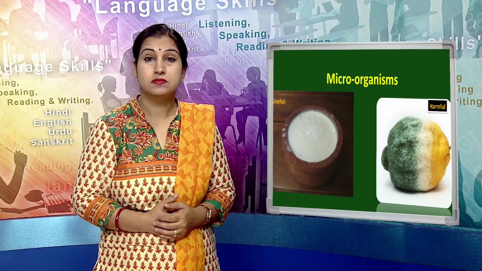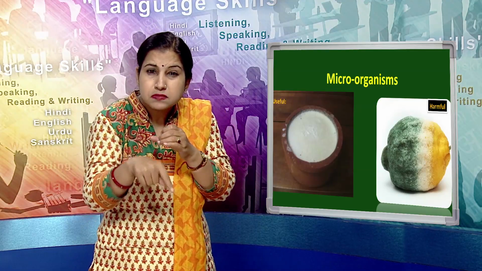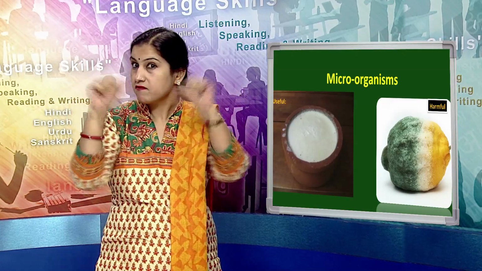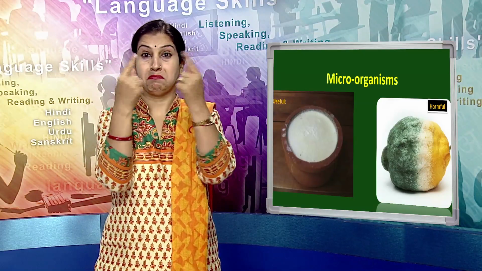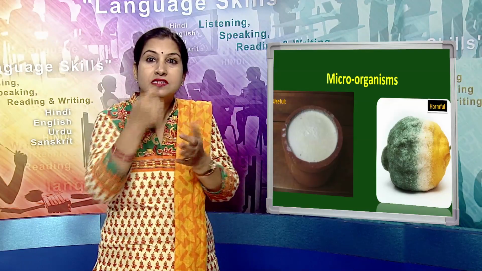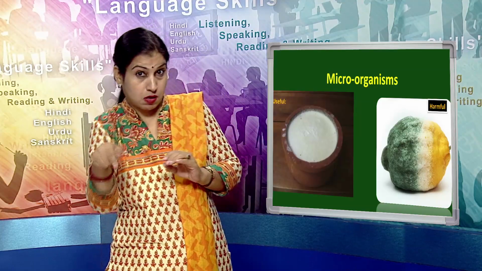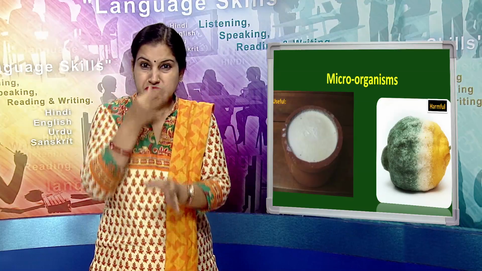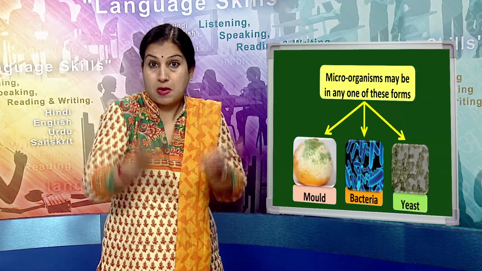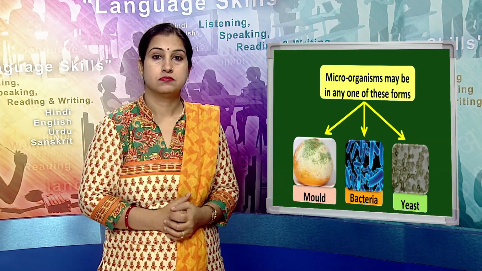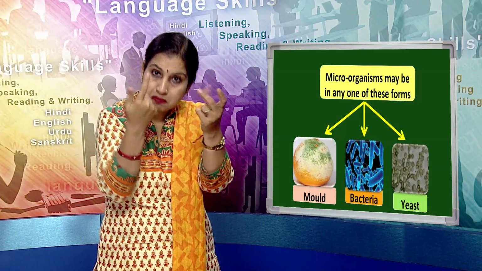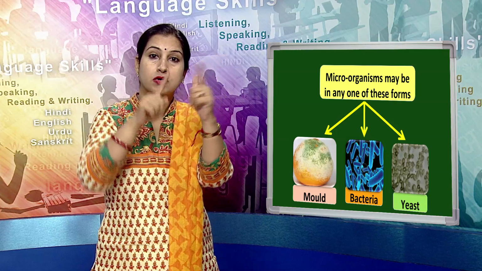Microorganisms. They are tiny living creatures which are present everywhere all the time and cannot be seen with naked eyes. Some microorganisms are useful. Example, curd making microorganism. Some other microorganisms are harmful, which spoil the food and make it unfit for consumption. Microorganisms may be in any of these forms. It can be in the form of mold. It can be in the form of bacteria. Or it can be in the form of yeast.